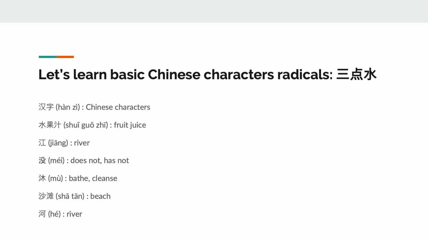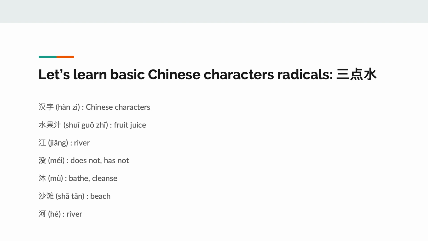Let's read through the words on this list. The first word is 汉字, meaning Chinese characters. The next word is 水果汁, meaning fruit juice. 江 means river. 没 means does not or has not. 沐 means to bathe or cleanse. 沙滩 means beach. And 河 means river.